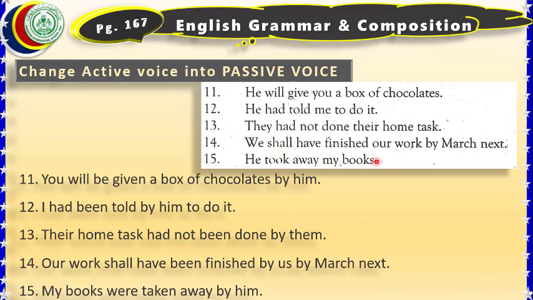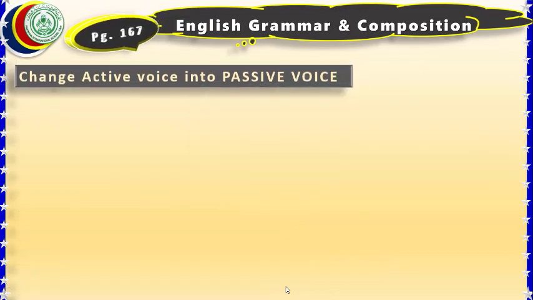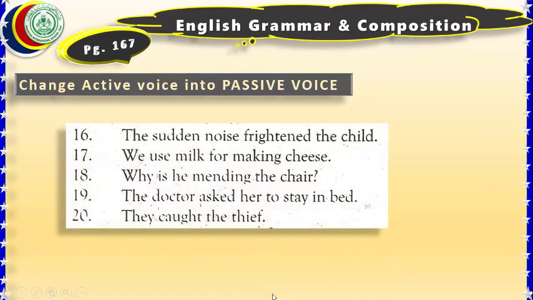We shall have finished our work by March next. Our work shall have been finished by us by March next. He took away my books. My books were taken away by him. Yes, students, these are sentences 16 to 20. I am not going to write it. I shall tell you the answers only. You have to understand and write it by yourself.